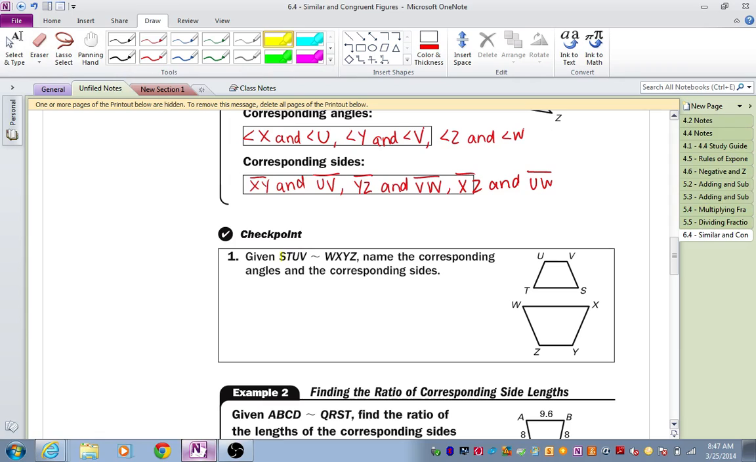For checkpoint 1, we have angle S matching up with angle W. T is with X. U is with Y. And V is with Z. So if I'm going to write that down, we're going to say angle S and angle W, angle T and angle X, angle U and angle Y, angle V and angle Z. So now our segments, we're going to say ST and WX. We have TU and XY.